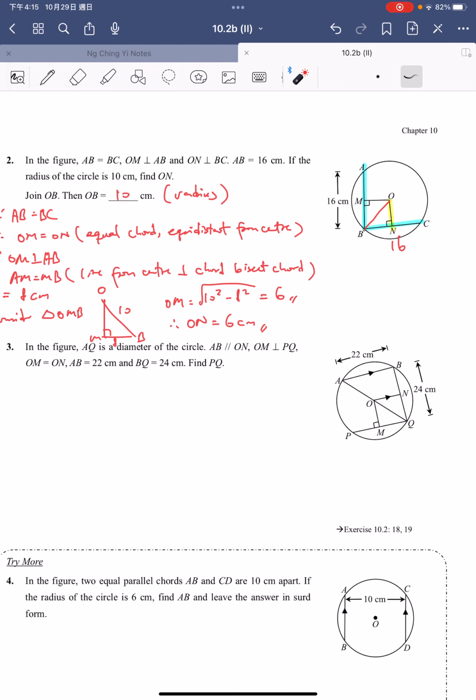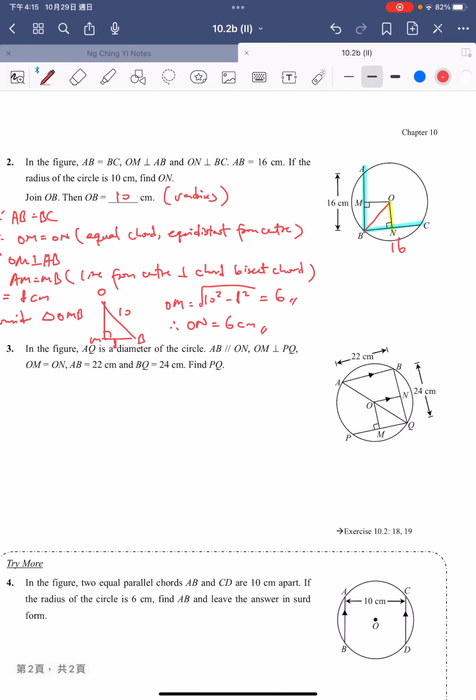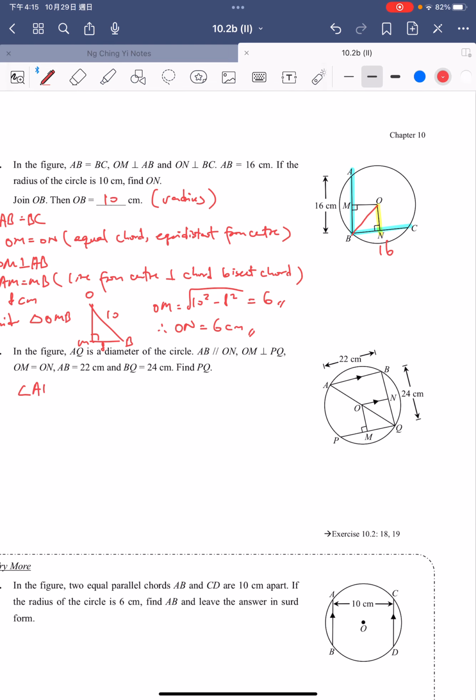So how can we prove it? If you look from here, AQ is the diameter, so the angle ABQ is going to be the angle in a semicircle, which is going to be 90 degrees. So we can say the angle ABQ is equal to 90 degrees.